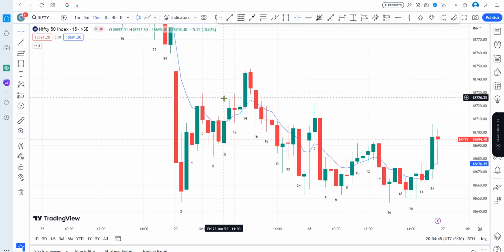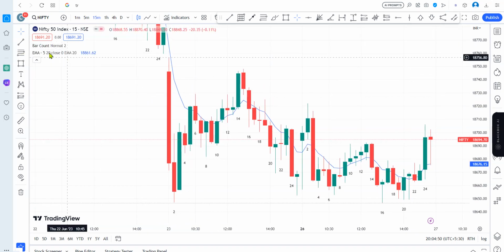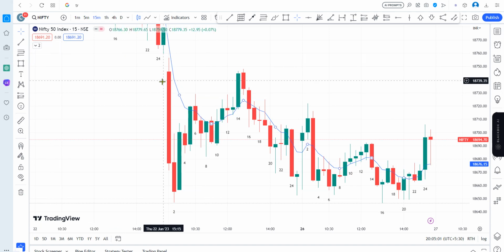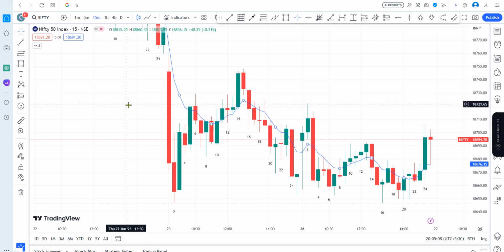Okay, so I am finding this bar count. Every bar has a number, so we can do it easily. I am considering here the EMA of 20. Okay, so in all my analysis I go for the 20 EMA in the 5-minute time frame.